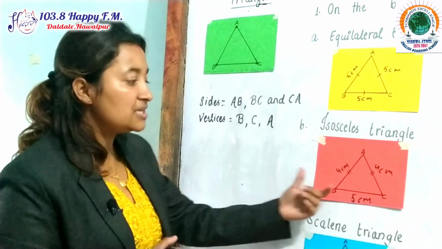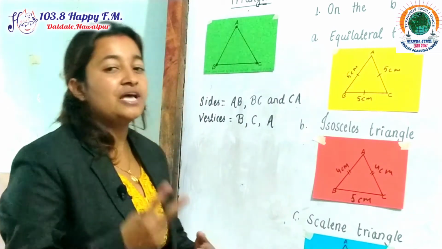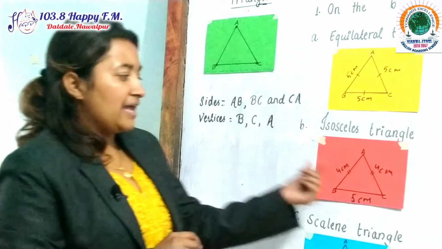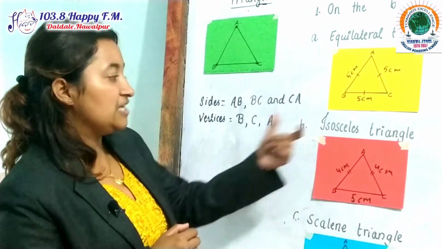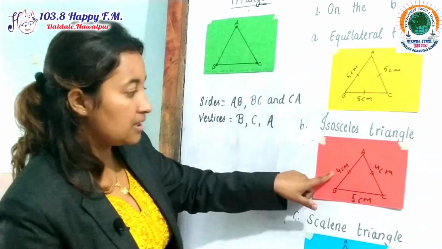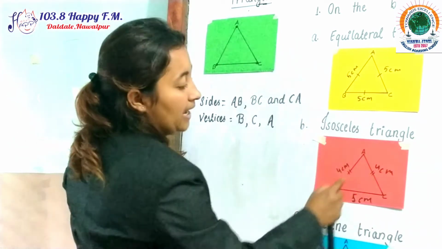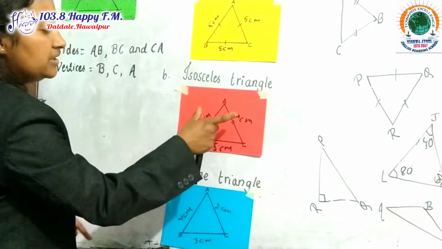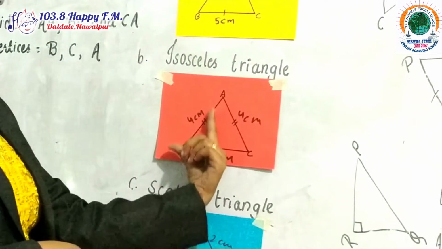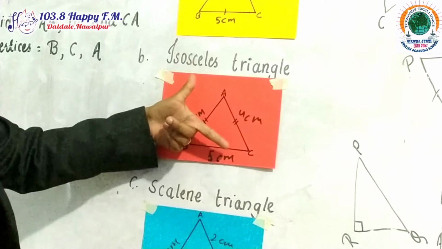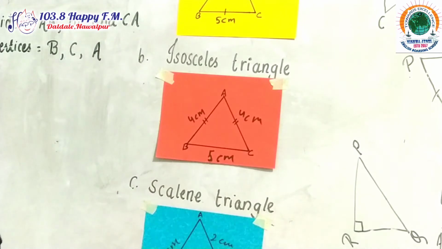Now the isosceles triangle. I have already mentioned it just now. An isosceles triangle is a type of triangle which has two sides equal. Here, it can be any two sides, but two sides must be equal to be an isosceles triangle. Here, AB is equal to 4 cm, BC is equal to 5 cm, AC is equal to 4 cm. Because of the lengths of AB and AC being equal, this triangle comes to be an isosceles triangle.